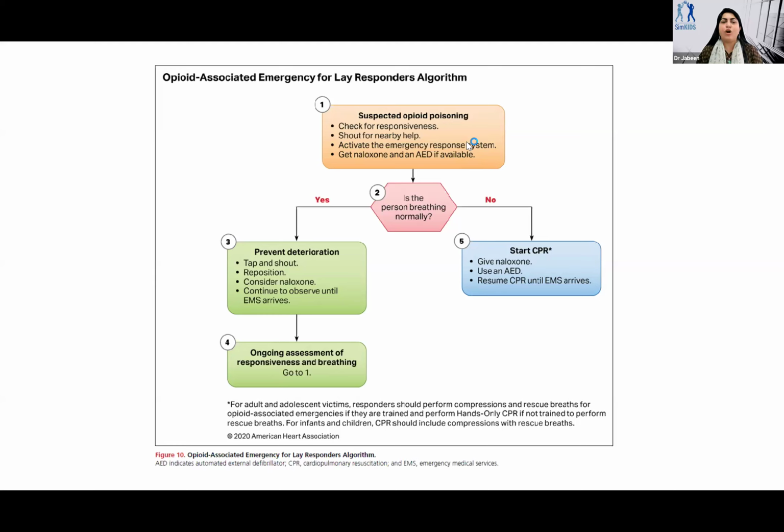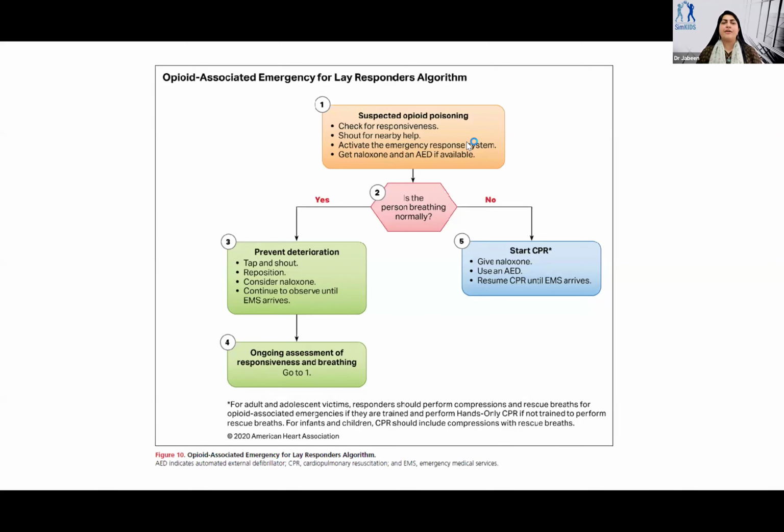If the patient is breathing normally, then you will always tap and shout, do the basic airway management, and consider naloxone, because here the patient is breathing normally, the airway is not a threat, and pulses are present. But if the patient is not breathing normally, then start CPR, and only after that give naloxone. So what I'm trying to say here is airway and CPR is a priority even in opioid overdose, and then if resources allow, give naloxone.